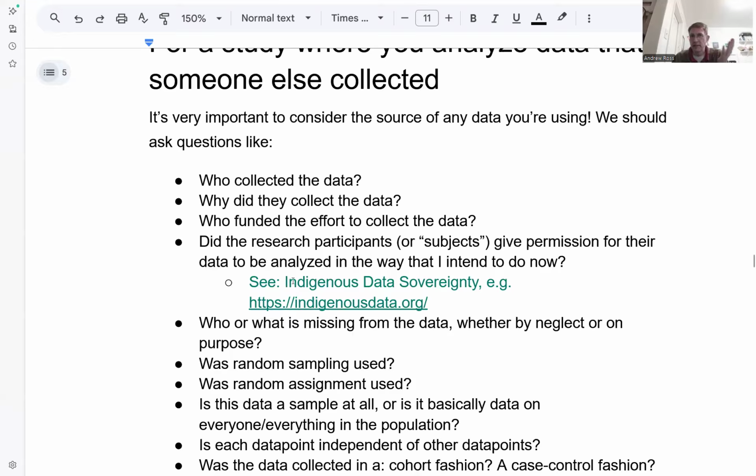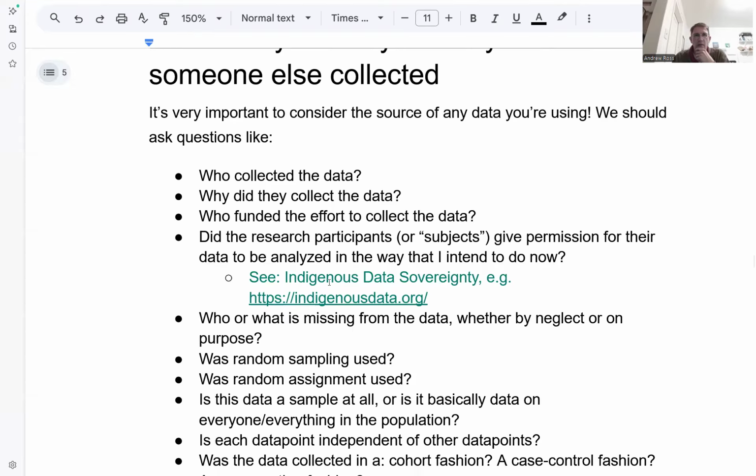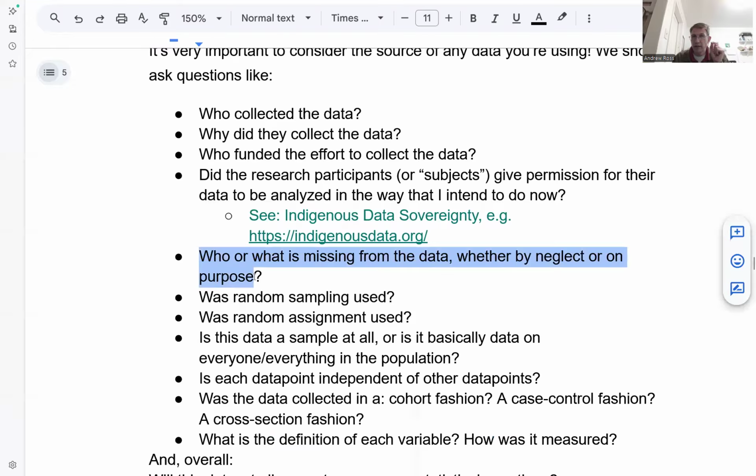Related to that concept is indigenous data sovereignty. One of the lawsuits was from an indigenous group in Arizona, I think. This is a big one we should be asking basically all the time: who or what is missing from the data, whether by neglect or on purpose?